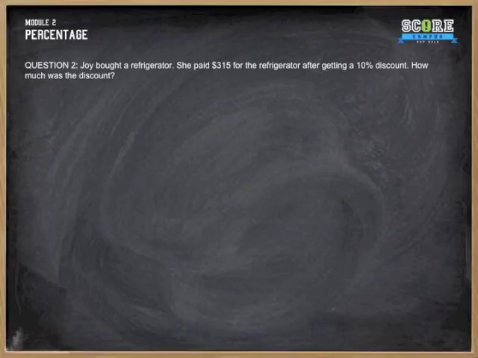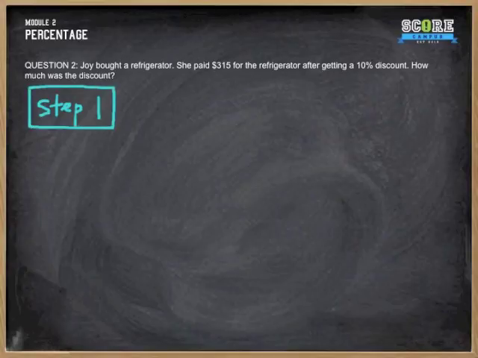So let's look at the question. Joy bought a refrigerator. She paid $315 for the refrigerator after getting a 10% discount. So basically we have to calculate how much was the discount. Joy bought a refrigerator. She paid $315 for the refrigerator. After getting a 10% discount, how much was the discount? The first step is to identify that the whole is $315 plus the discount. Remember, $315 is not the actual price of the refrigerator. It is the price after 10% discount.